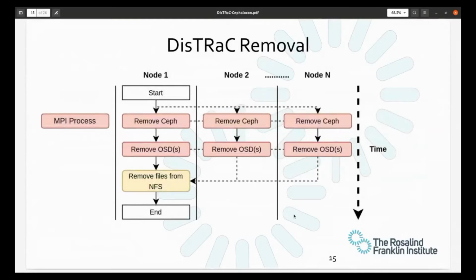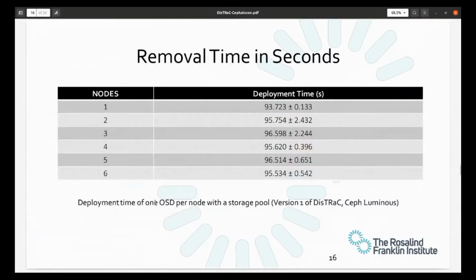So how does the removal work? We take the same process. We apply MPI across for removing Ceph, as we know that all the nodes have Ceph. So this is fine. This is a secure operation. We can then remove all of the OSDs, as we know all of them have the same amount of OSDs and the same structure. And then at the end, we remove the files from the NFS so they can no longer see them and they no longer exist. And then we end. And how does this look in practice? Well, we also get a removal time that is about 1.5 minutes. So again, very quick and very efficient.